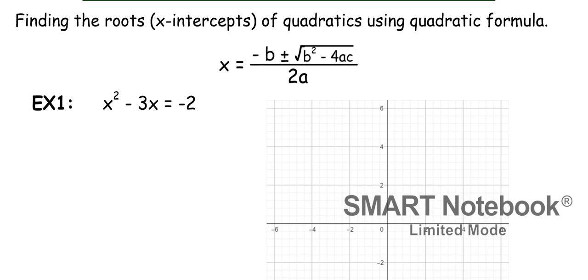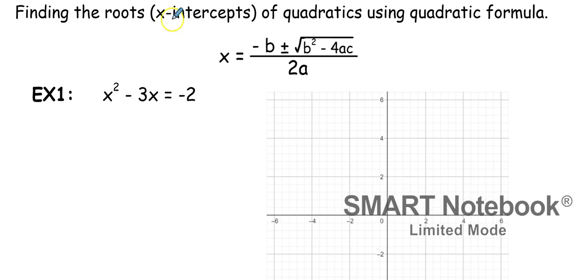First example, again, we're finding roots. This is what we're doing. We're finding where it crosses the x-axis. So let's go ahead and look at this. The first thing that you notice is that everything is not on one side, so we have to make it that way. And in order to do that, I need to add 2 to both sides. So I've got x squared minus 3x plus 2 equals 0. And then from here, I can identify my a, b, and c. Remember, a is always the number in front of the x squared term.